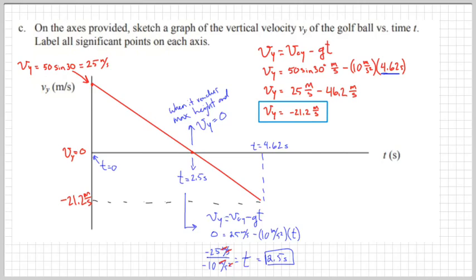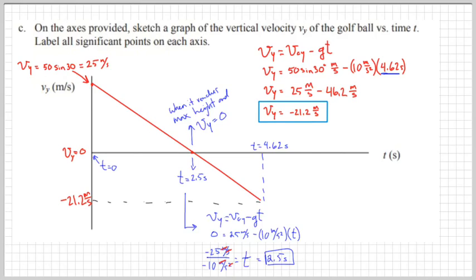So there I have v final equals v naught y minus gt. So we said the final velocity in the y direction will be 0 equals 25 meters per second, that was my initial velocity, minus my acceleration due to gravity times time. I solve for t, and I've got 2.5 seconds. So it takes 2.5 seconds for it to reach its maximum height.